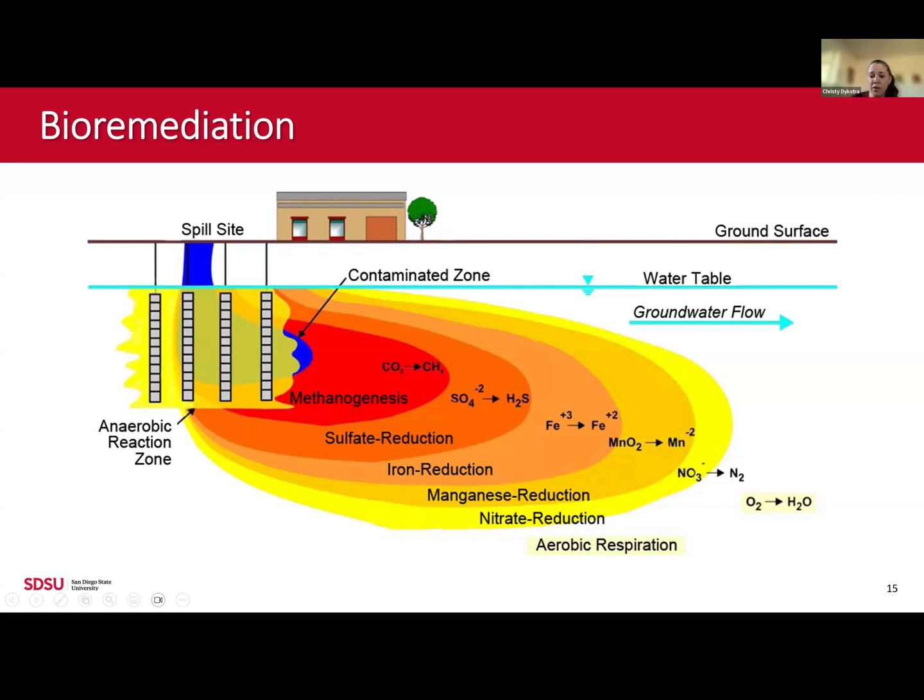So this is a good way to look at how the different microbes are all probably involved in different pieces of bioremediation at different locations along the plume, based on where they are, what electron acceptors are present, and how this groundwater in this plume is moving.